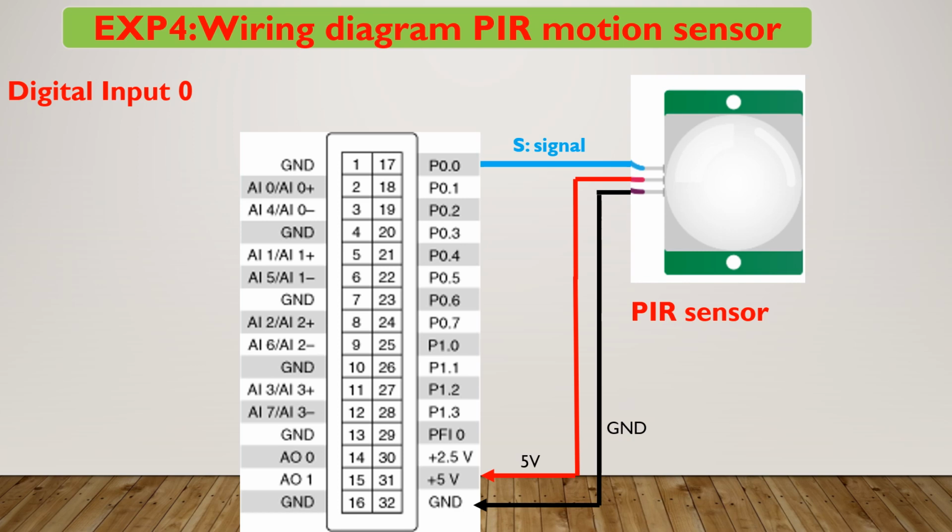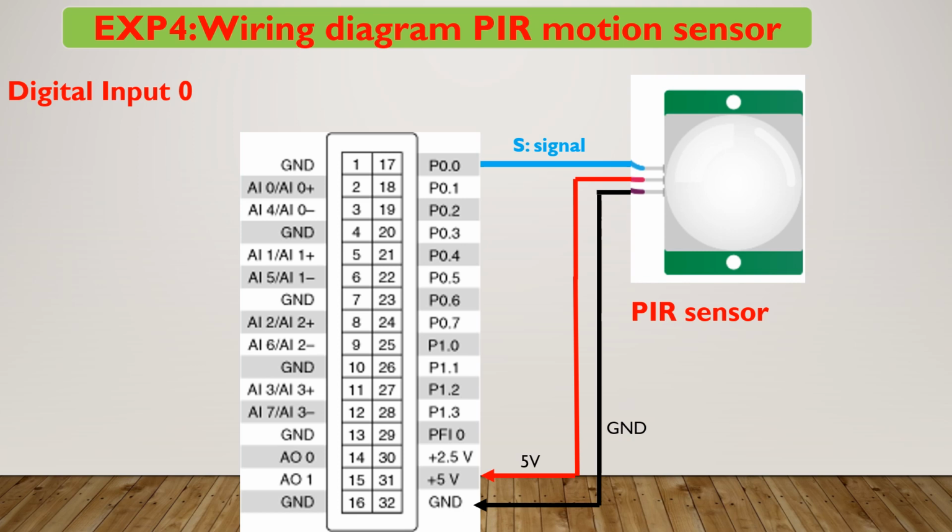Example 4, I want to explain about the wiring diagram of a PIR motion sensor. PIR means passive infrared sensor, and this is a type of digital sensor we want to connect to data acquisition digital input number 0.